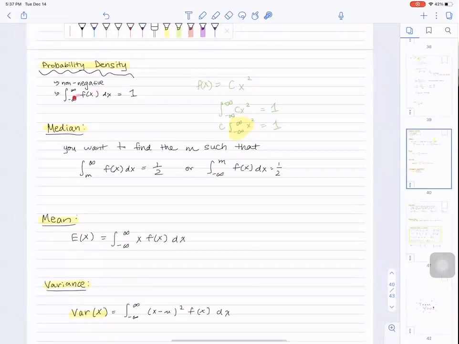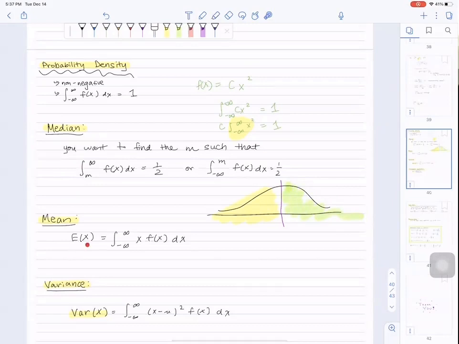Once you know that it's a probability density function, you can find the median. And this was on the redo quiz, I believe. So the median is some number m such that the integral from that median number to infinity should be 1/2. Or you can do the other half. Why is that? Because think about the median. The median is your middle number, so the area under the curve to the left should equal the area under the curve to the right. That's what it means to be a median.